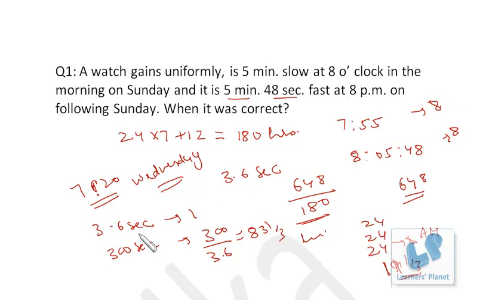And to show the correct time, it has to gain 5 minutes because it is showing 7:55. When the correct clock shows 8 o'clock, it has to show 8 o'clock. So it has to gain 5 minutes, which means 300 seconds. 3.6 seconds in 1 hour, so 300 seconds in 83 1/3 hours. That is 3 complete days, 72 hours plus 11 1/3 hours. So Wednesday evening 7:20 it will show the correct time.